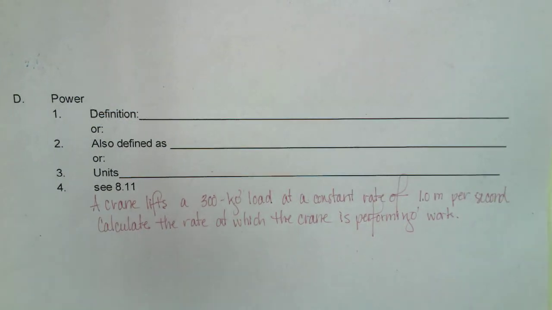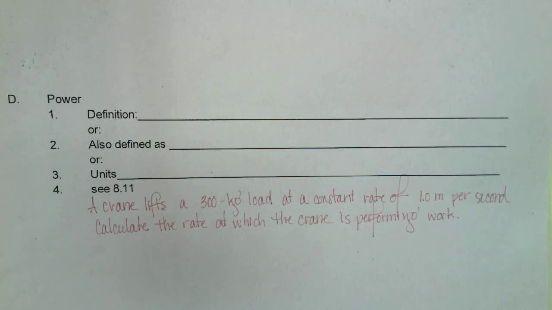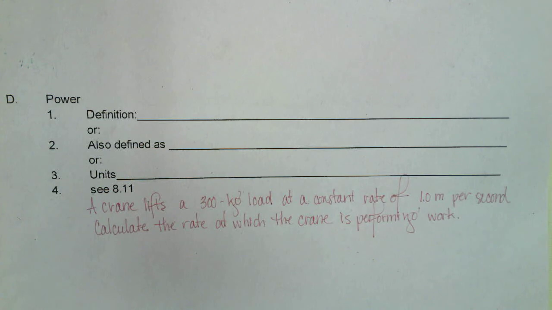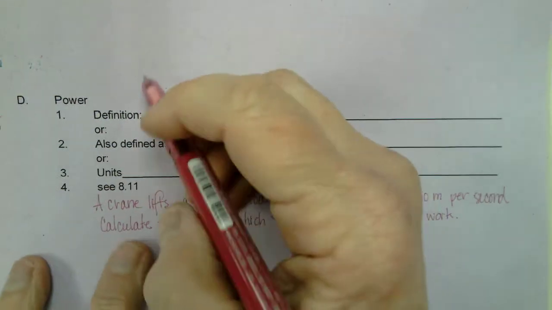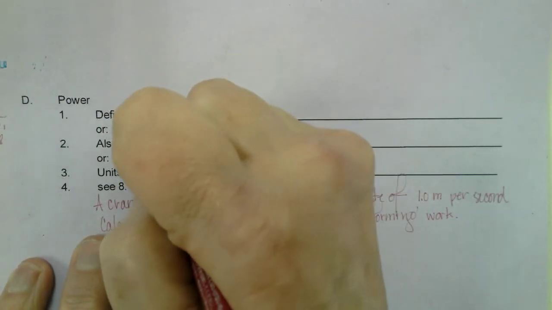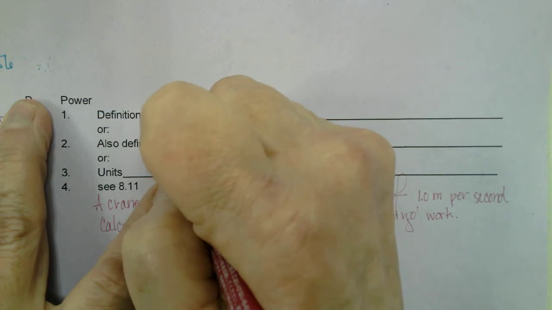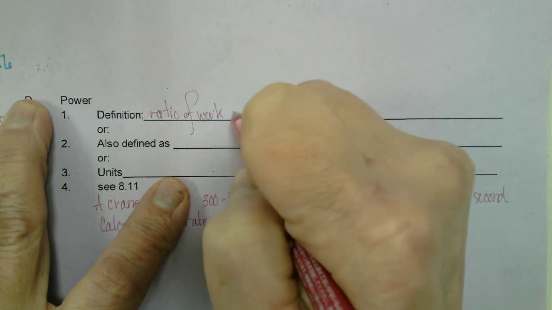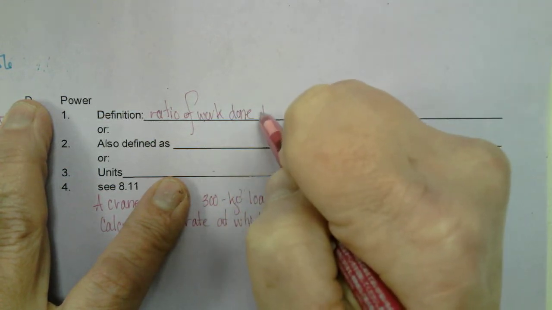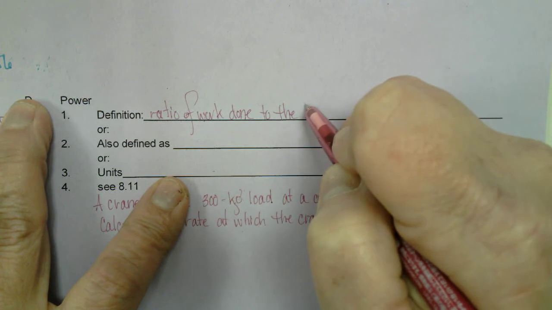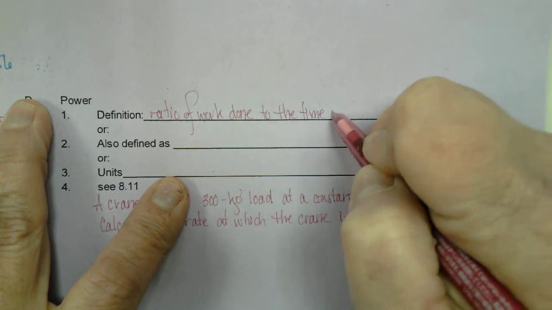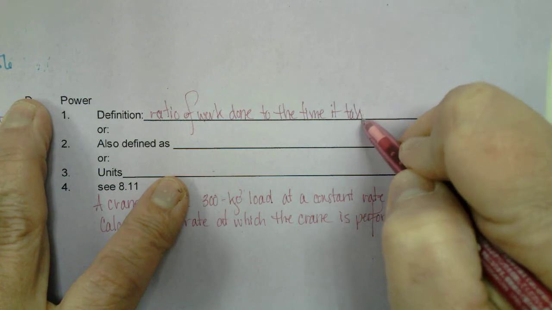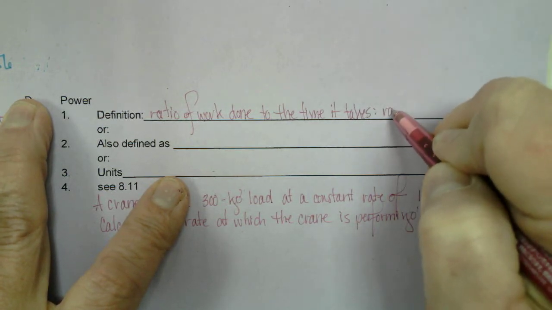All right, the last thing that we have to cover is power. And by definition, and the reason why we fit it into this chapter, is that it is the ratio of work done to the time required to do it. So we've got work going on. The ratio of work done to the time it takes to do it. Another way you can say it is the rate of doing work.